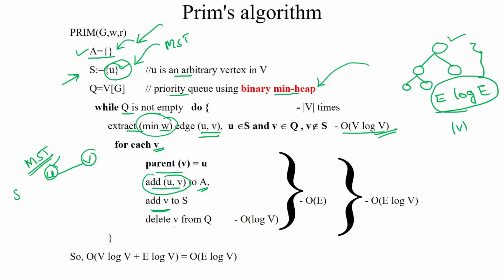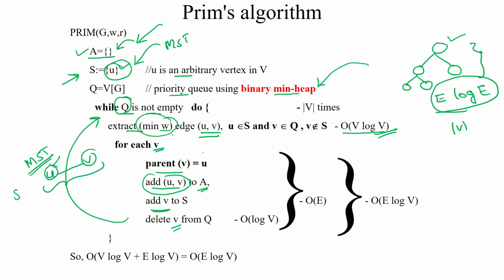Then delete that selected vertex from the queue. Here the queue is there, so we have to remove that vertex from the queue. Again we have to go back and check whether the queue is empty or not. If it is not empty, then again you have to select the minimum edge which is connected to any of the nodes in the minimum spanning tree.